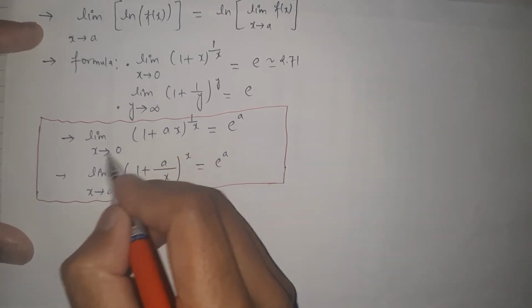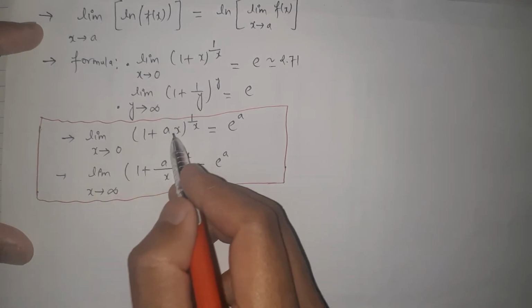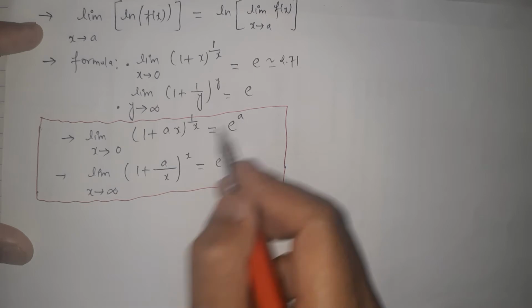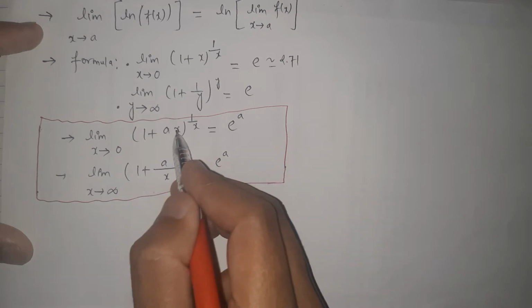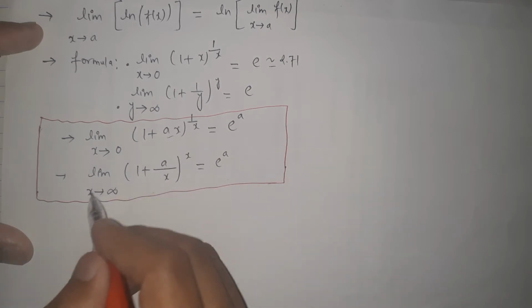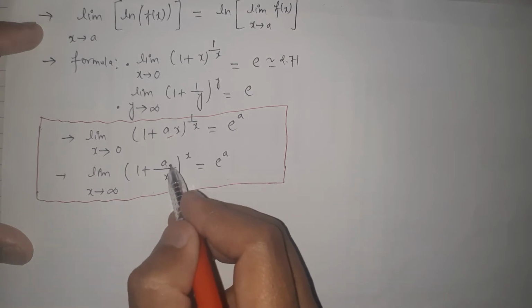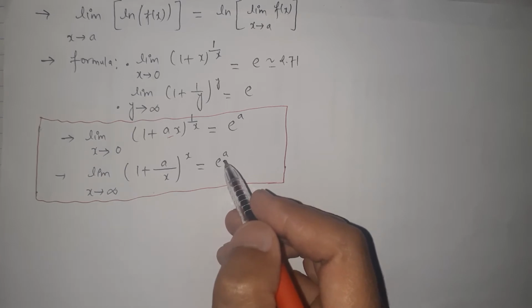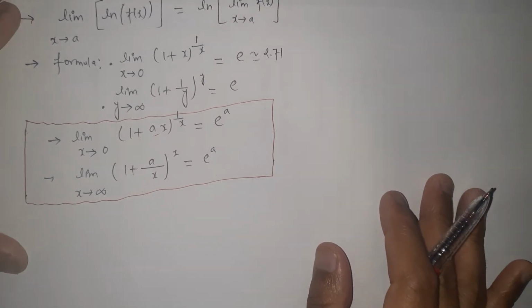If the variable approaches 0, then we have to put the coefficient of x on the power of e. Here a is the coefficient of x, and when x approaches infinity, then we have to put e to the power of the coefficient of 1 over x. Here the coefficient of 1 over x is a, so we put e to the power a. These two are very important formulas for the calculation of limits by the direct method.